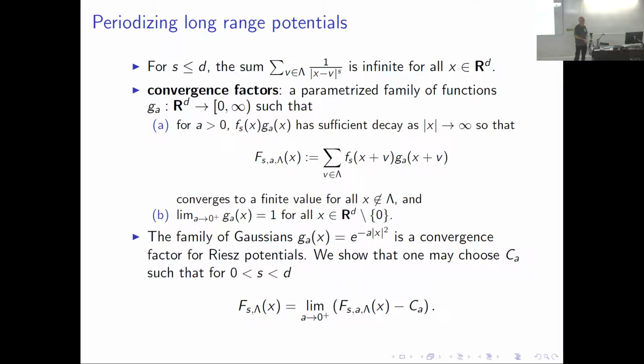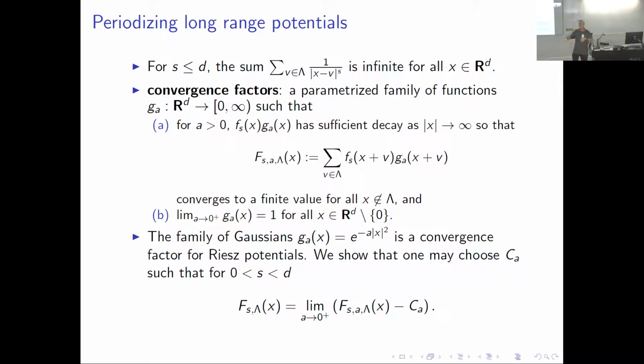So anyway, what we do, for example, I'm writing this now using the Gaussians as the convergence family, but really what you need for a convergence family is that, for whatever family of long range potentials you're trying to work with, the product with these convergence factors has sufficient decay so that you can just plug them into the sum and add them up.